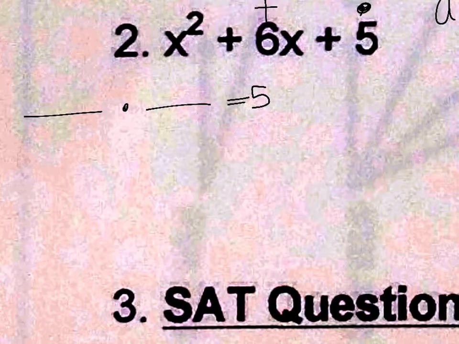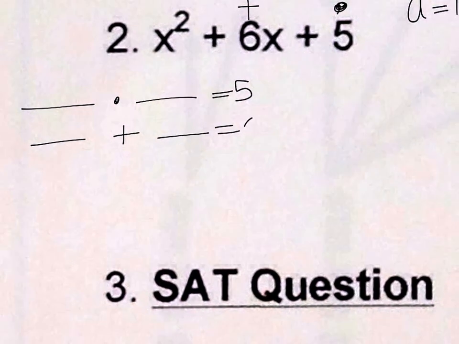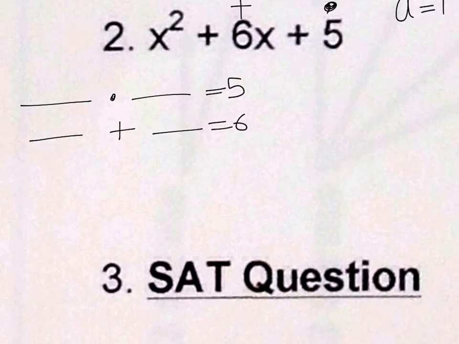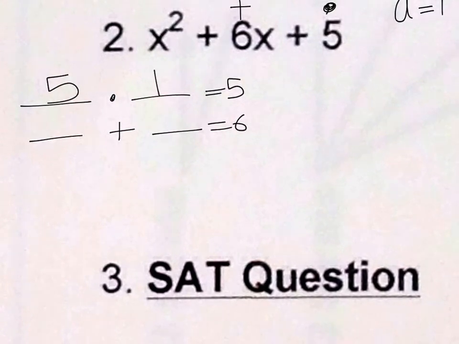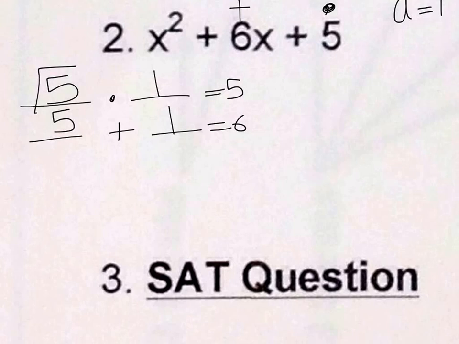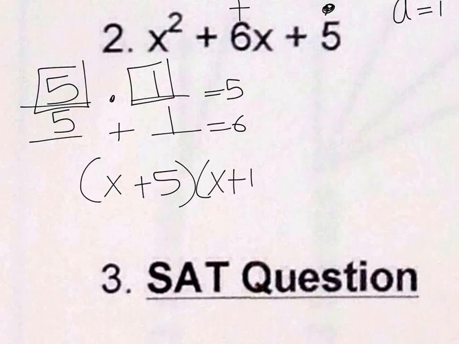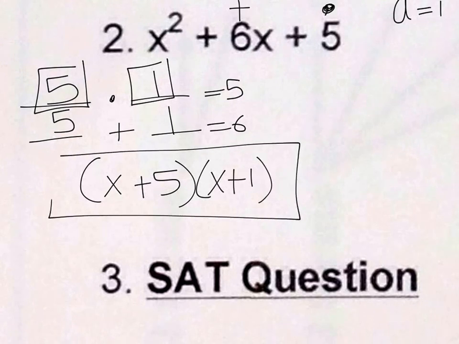So I need 2 numbers that multiply to give me 5 and add to give me 6. What are they? Now, what multiplies to give me 5? 5 times 1 is 5. 5 plus 1 is 6. So there you go, I'm done. So then my 2 factors are x plus 5 and x plus 1. And that is my factored form.